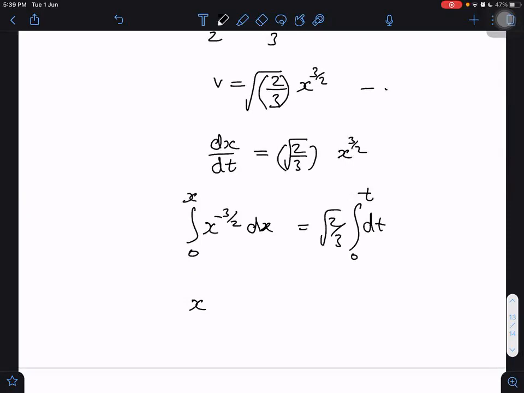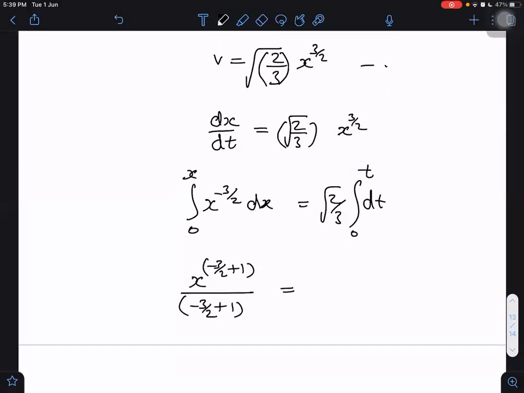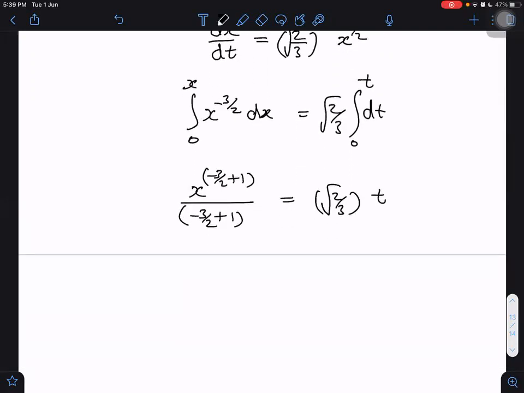X raised to power, formula n plus 1, so minus 3 by 2 plus 1 divided by minus 3 by 2 plus 1. It is coming negative. Let us see once, is it negative or not? X raised to power minus 3 by 2 plus 1 is what? Minus 1 by 2. Minus 1 by 2 is equal to root of 2 by 3 into, what do I have to multiply with? Minus 1 by 2 into t, right.